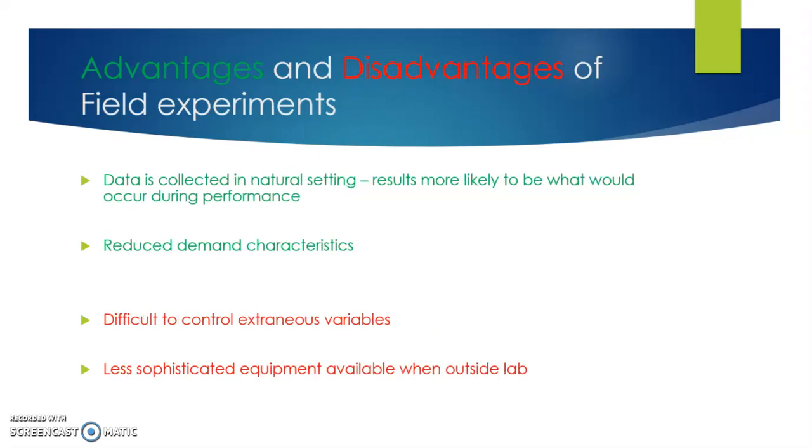Advantages of field experiments are that the data collected is more natural. It's because it's in a more natural setting, which means that the results that you gather are more likely to be what would occur during their real performance. And also the fact that there would be a reduced chance of demand characteristics due to the experiment being done in a natural setting, meaning that it's less likely that participants know they're being part of a study.